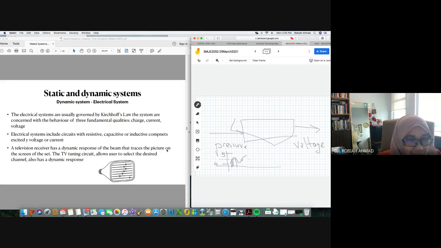Okay. The same for electrical system. The electrical systems are usually governed by Kirchhoff's law. The systems are concerned with the behavior of three fundamental quantities in electrical: charge, current, and voltage. Electrical systems include circuits with resistive, capacitive, and inductive components excited by voltage or current. So this is an example of a dynamic electrical system. Dalam kes ini, TV tuning circuit allows us to select the desired channel, and also has a dynamic response.